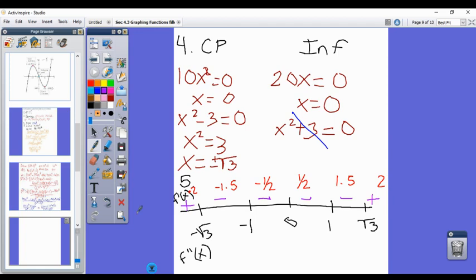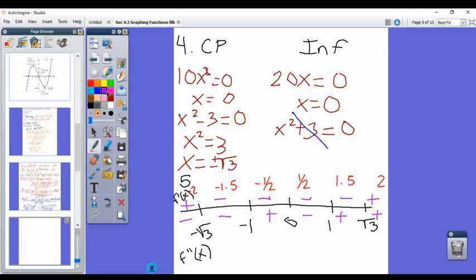All right, now let's do concave up or down. I got negative, so down, negative, down, positive, up, negative, down, positive, up, and positive, up. Okay, so what does this tell me? This tells me that I have a local max at the negative square root of 3, and I know that because I was increasing and then decreasing.